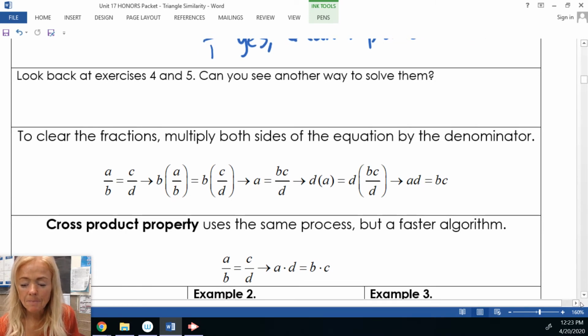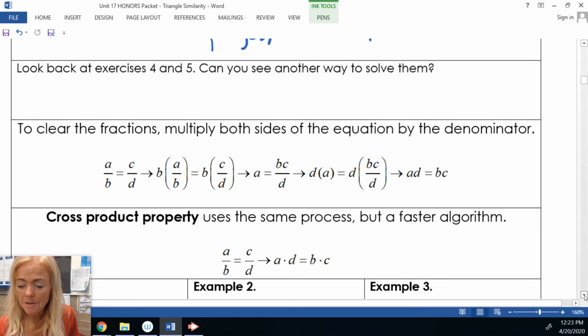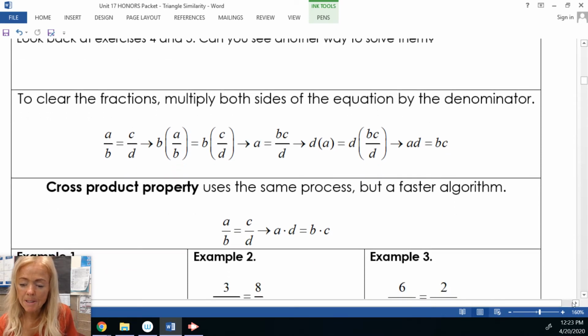And then note that fractions have their own little properties. If you multiply both sides by b, then a equals bc over d, or dA equals d over bc over d, and then AD equals bc. These are all different properties that you can use. We don't generally use that.